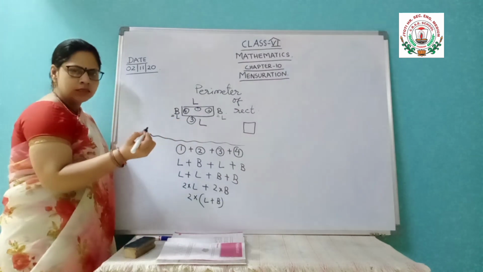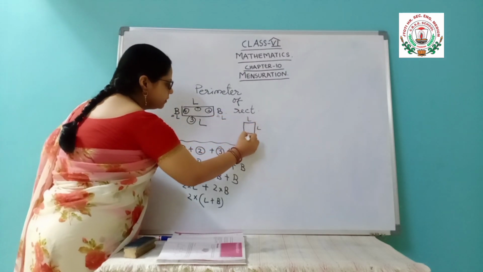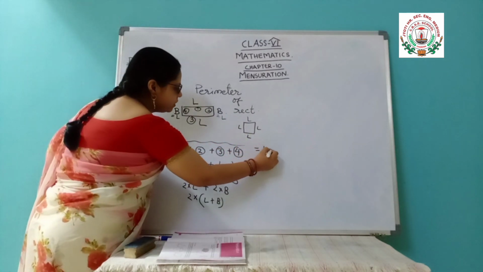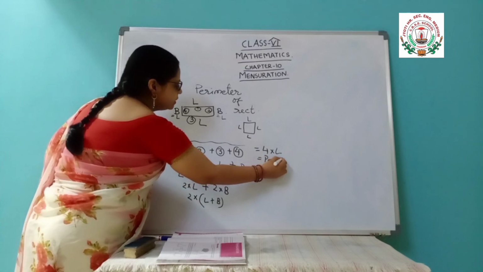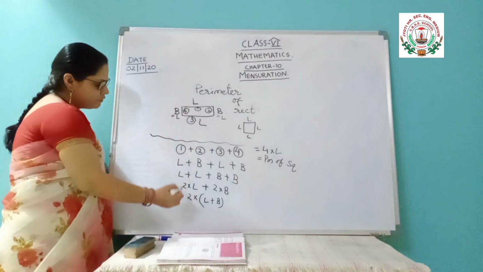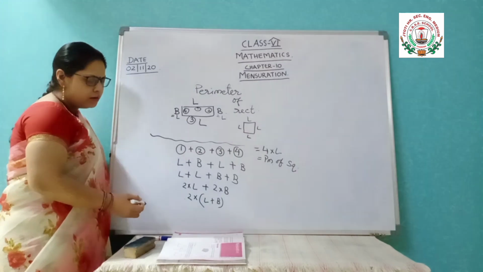Many of the students have given the correct answer. ये breadth अगर length के equal हो जाएगा, means चारों साइड length हो जाएंगे, then it is 4 times length. This is the formula for perimeter of a square. So this is the formula for perimeter of a rectangle and this is the formula for perimeter of a square.